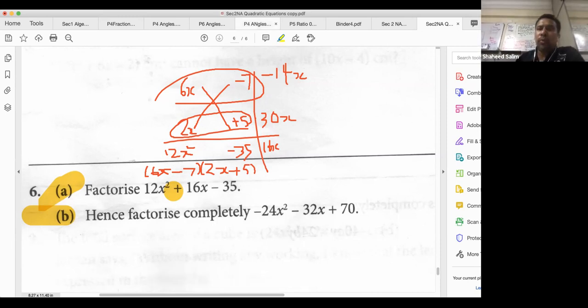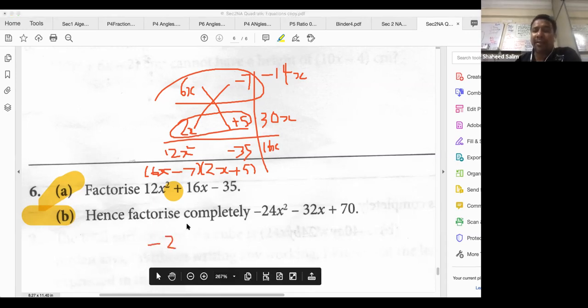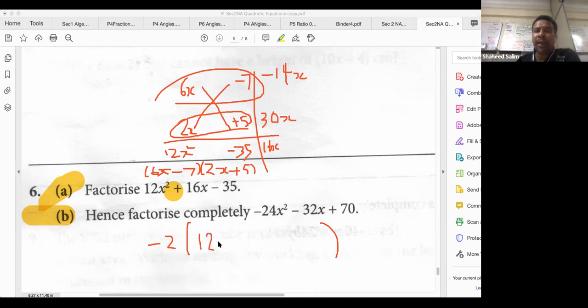So what do we do? We take out and factorize it. Take a minus 2, put it outside, and then factorize in. You will get 12x squared, plus 16x, and minus 35. Now 12 times minus 2 is minus 24. 16 times minus 2 is minus 32. Minus 35 times minus 2 is plus 70.